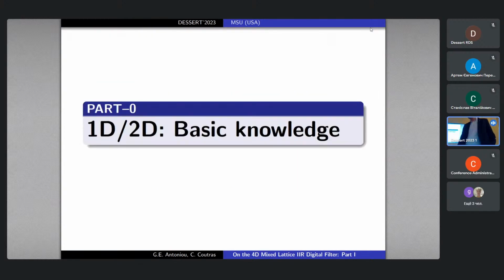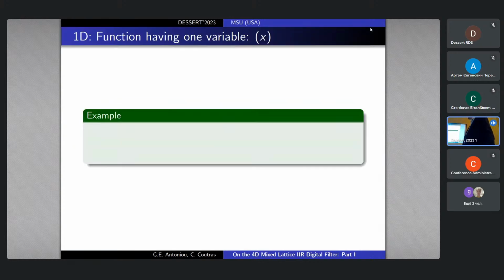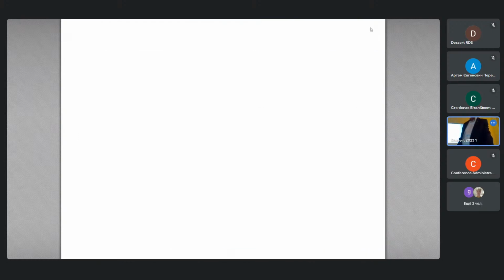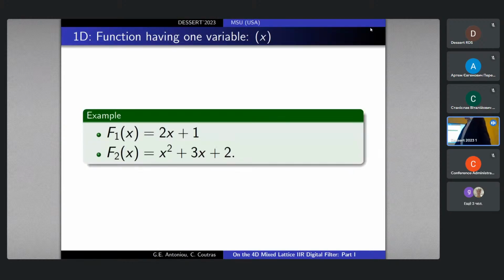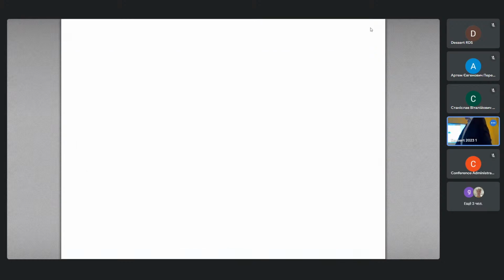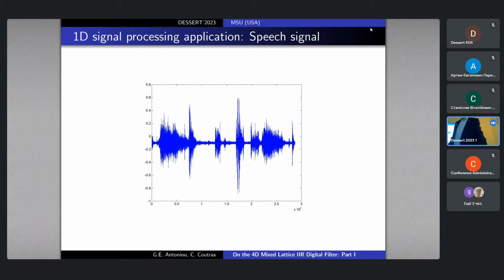Okay, 1D, 2D, basic knowledge. 1D example: a function of one variable, 2x plus 1. This function has a root, correct? Also, this is a quadratic, which has 2 roots, from high school. Therefore, 1D is voice, the conventional signal.